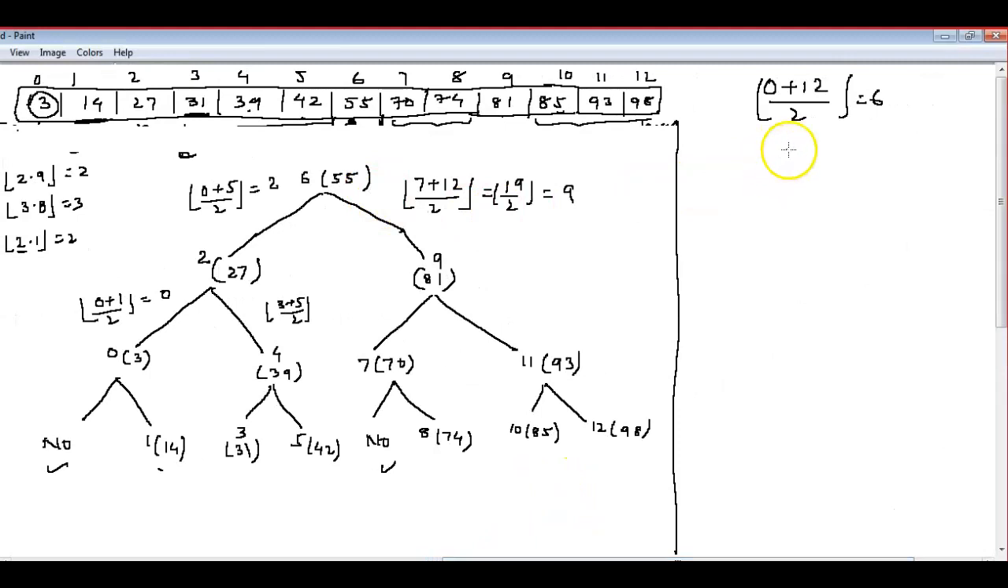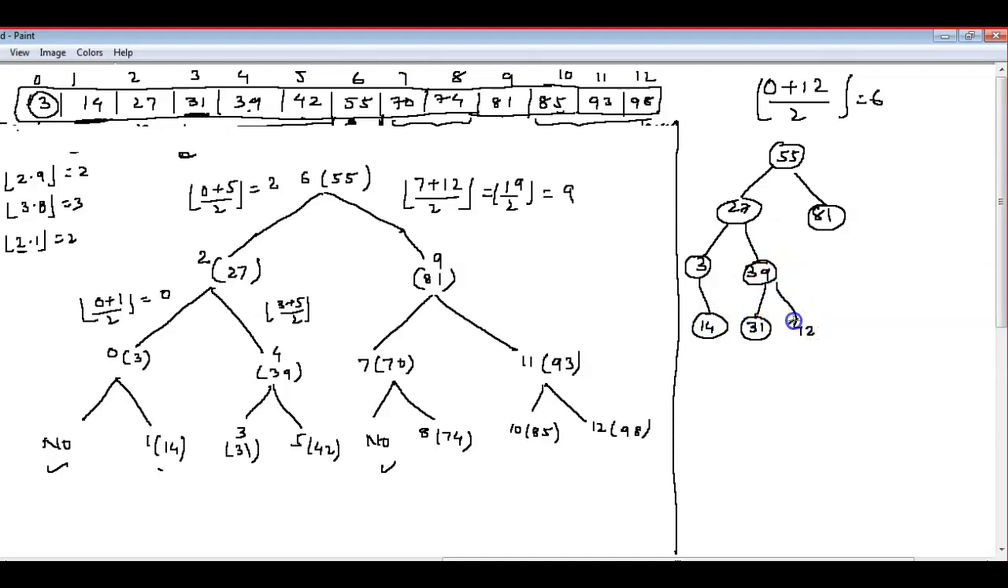If you write it here, you can write like this: this is 55, this is 27, this is 81, this is 3, this is 39, this is here 14, and this is 31 and 42. This 81 is also divided into two parts, so I will write it a little far away.